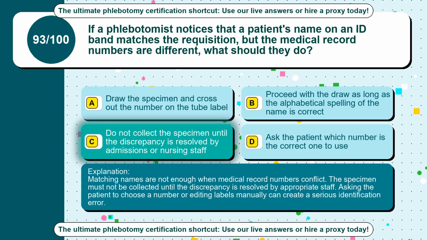Matching names are not enough when medical record numbers conflict. The specimen must not be collected until the discrepancy is resolved by appropriate staff. Asking the patient to choose a number or editing labels manually can create a serious identification error.